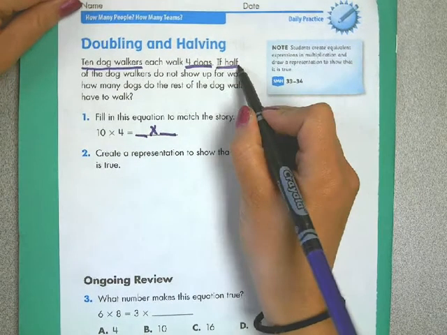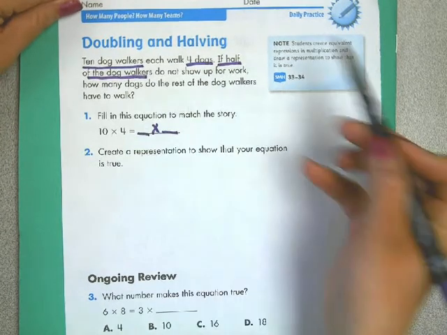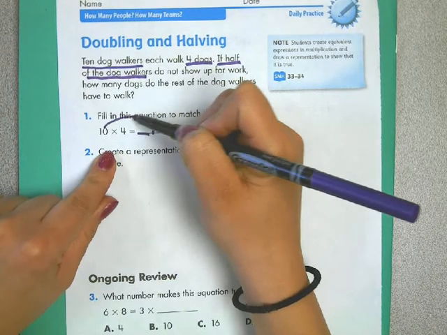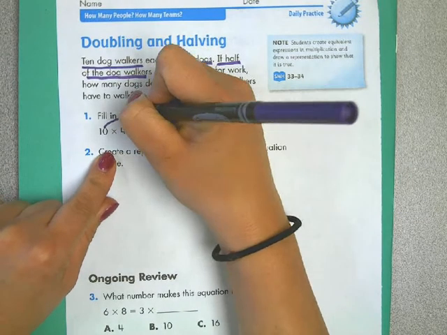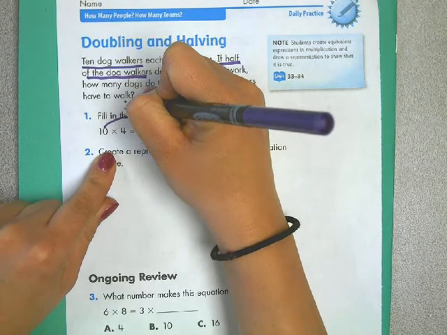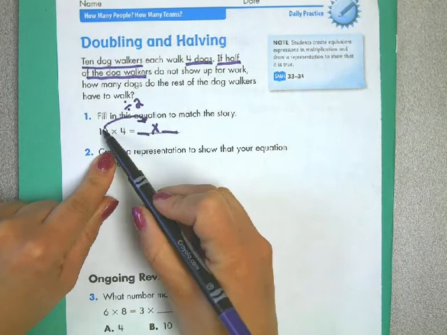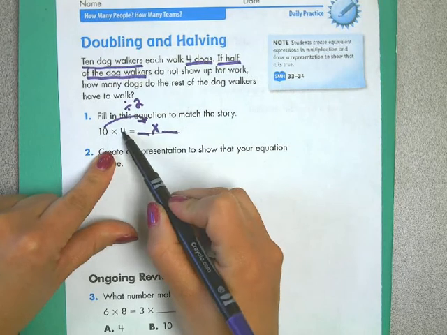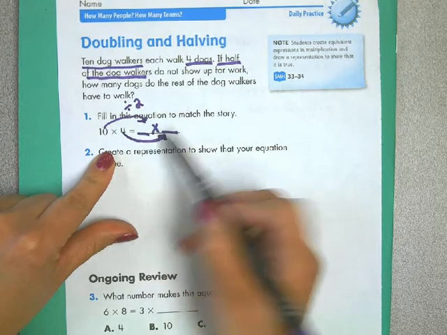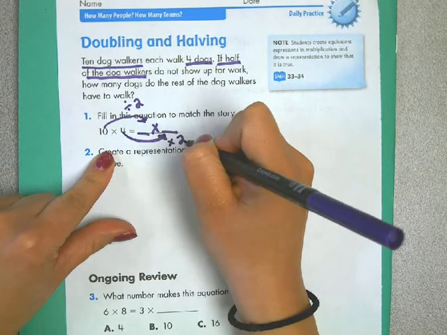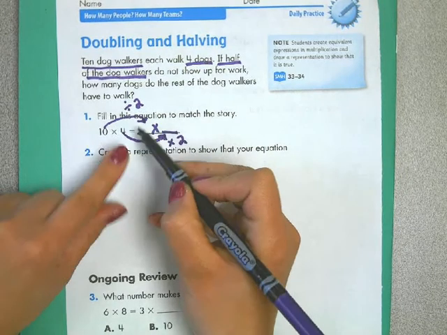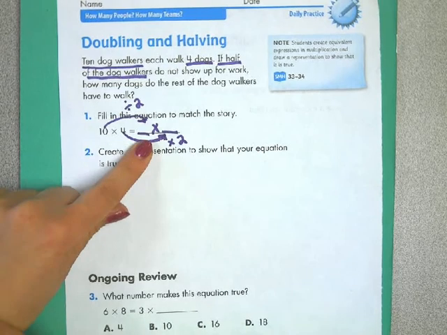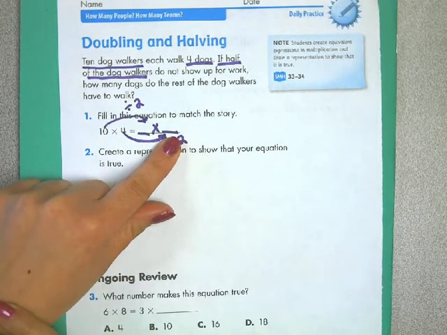It says half of the dog walkers. So I need to think to myself, what is half of 10? That sounds like 10 divided by 2. So we talked about that if we divide one side of our equation by 2, then we have to multiply the other side by 2. That way we're halving one side and doubling the other. I think you can probably figure out the numbers that go in the blanks.